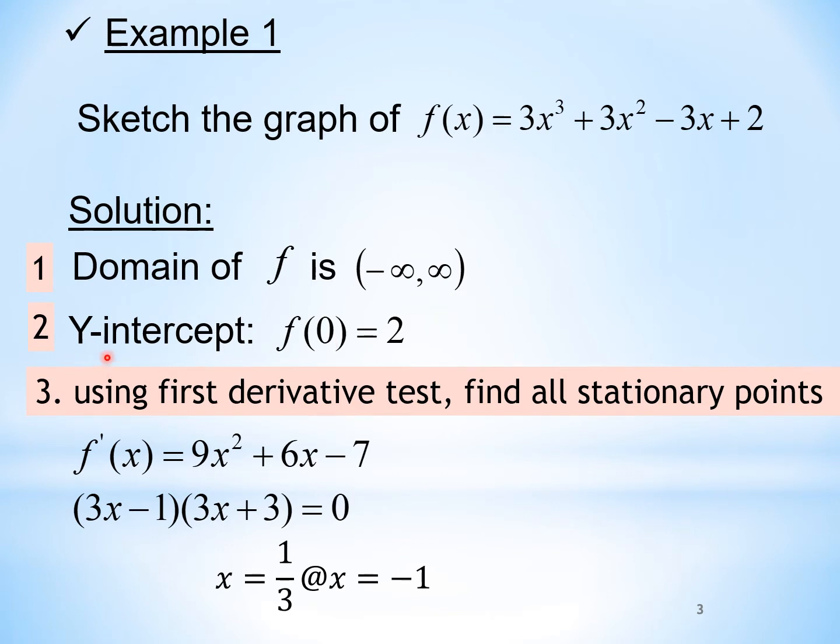And then the second step is to find the intercept, y-intercept or pintasan paksi y. Pintasan paksi y means your x value equals 0. So when x equals 0, you substitute this into this function, you get your y equal to 2. So that is your pintasan paksi y. Then step number 3 is using the first derivative to find your critical values. So from this function, you first differentiate it, then equate it to 0. So you get your x values: x equals 1 over 3 and x equals negative 1.